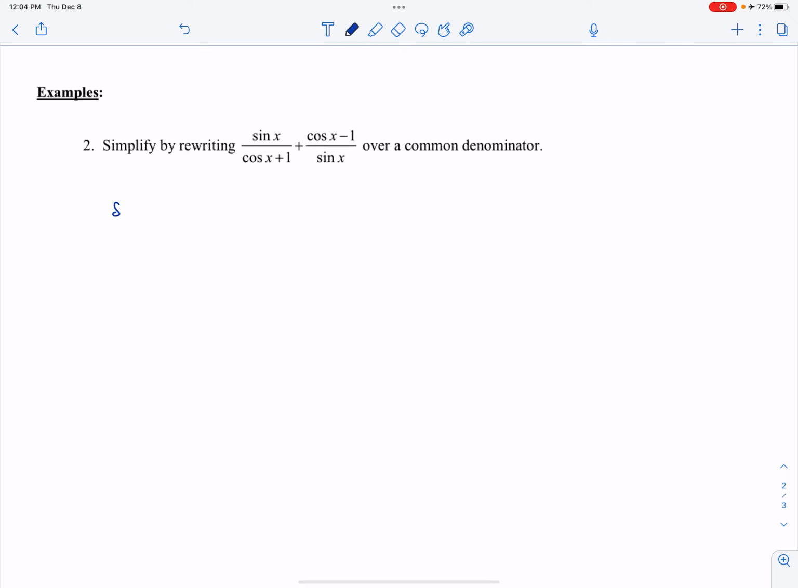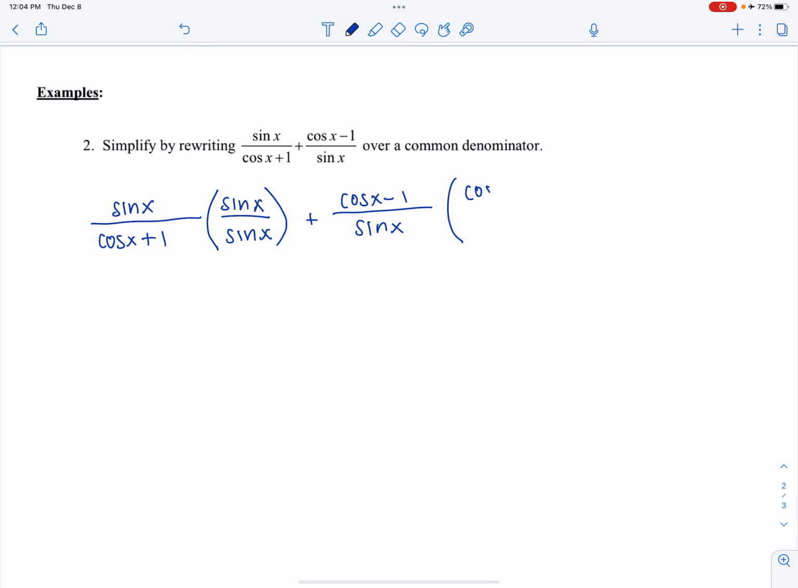So we're going to have sine of x over cosine of x plus 1, and we're going to multiply it by sine of x over sine of x. Because we can also think of this as multiplying it by 1, so we're not changing the value, we're just getting a common denominator. And we're adding cosine x minus 1 over sine x, and we're going to multiply this one by the other denominator, cosine of x plus 1 over cosine of x plus 1. And this should result in a common denominator.